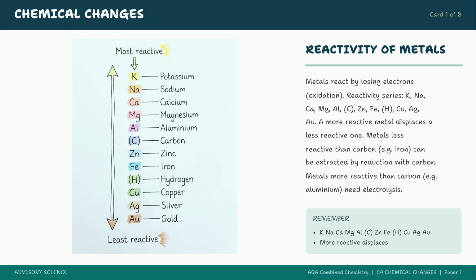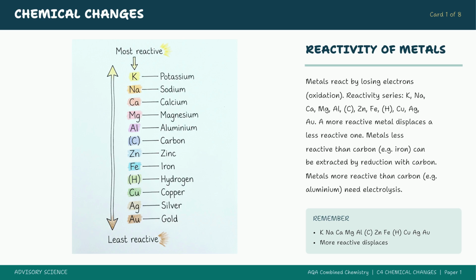Reactivity of metals. Metals react by losing electrons. That's oxidation. The reactivity series ranks from most reactive to least. Potassium, sodium, calcium, magnesium, aluminium, carbon, zinc, iron, hydrogen, copper, silver, gold. Silver and gold are very unreactive, which is why we like to use them for jewellery.